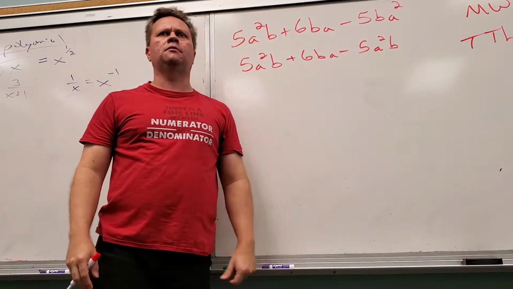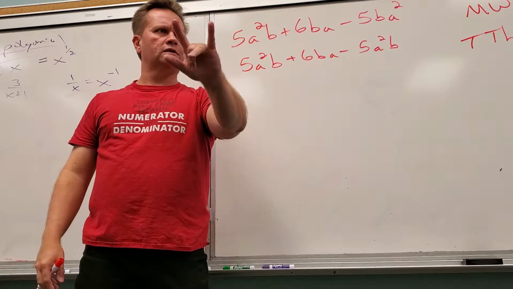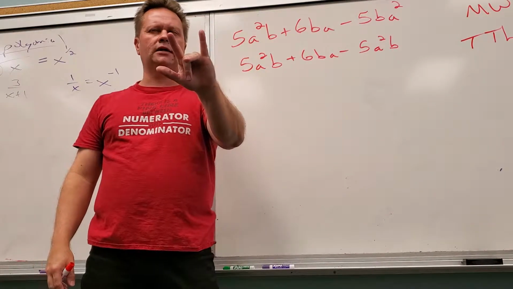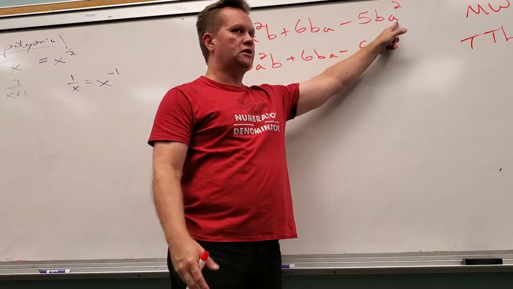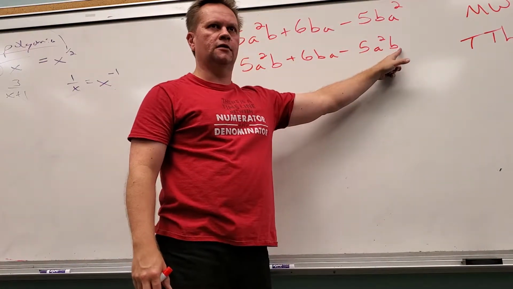Why is that the same? Because when I multiply two things, it doesn't matter. Is 7 times 8 different from 8 times 7? No. So is B times A squared different from A squared times B? No.